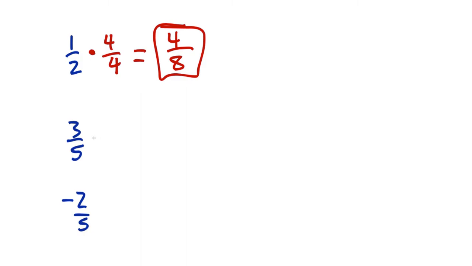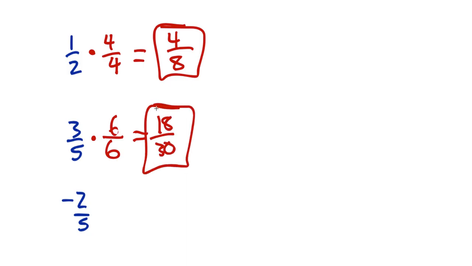And the teacher's like, well, what if the denominator's 30? What's an equivalent fraction? So 5 times what is 30? I'm going to go out on a limb and say 6. Multiply the numerator and denominator by the same number. 3 times 6, 18. 5 times 6, 30. That's our equivalent fraction.